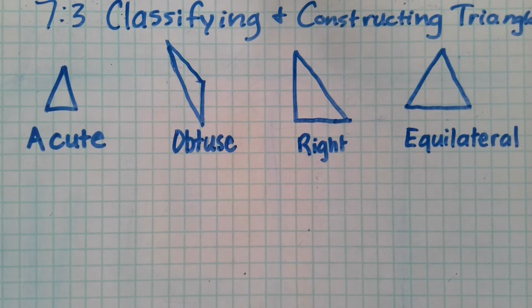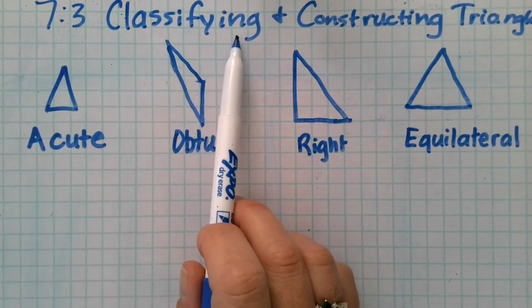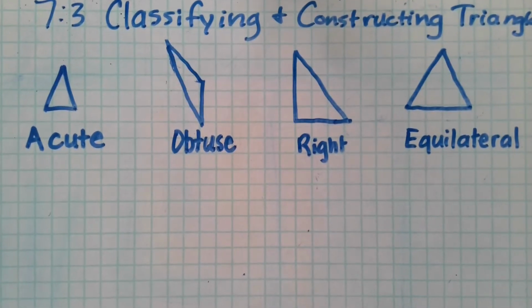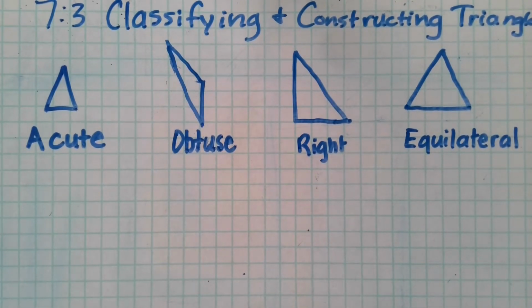Our learning target today is I can classify and construct triangles. So that's the main deal that we're working on. Classifying is being able to analyze them based on what kind of angles they have and what their side lengths look like. So let's talk through these four examples here.